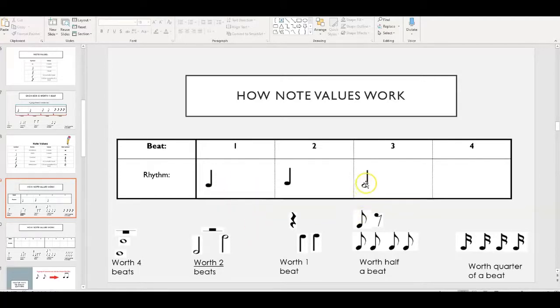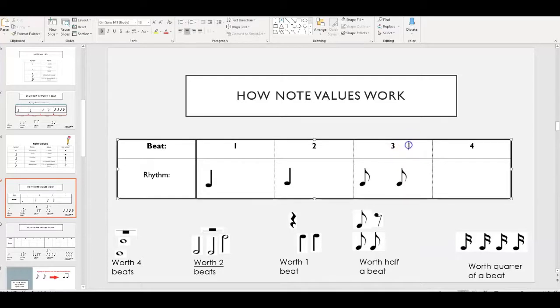Let's play some more complex examples. We'll play some of these shorter notes. These ones are worth half a beat. So if I put a note here, it's only going to make it halfway in this bar before I need to put a second note.